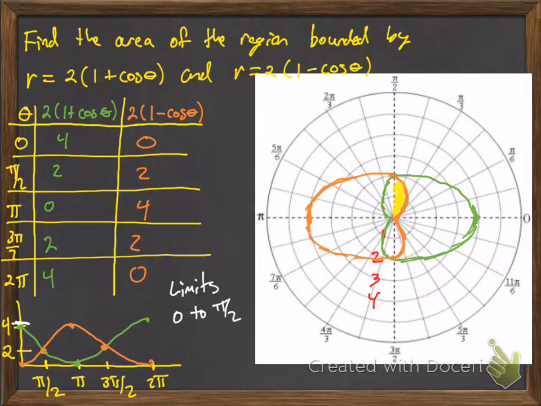Okay. Now, if I wanted to do green, let's say I wanted to do this part separate, then that would be limits from pi over 2 to pi, and that would give me this region here. So it ends up working out that you can do it as one integral instead of two separate ones.